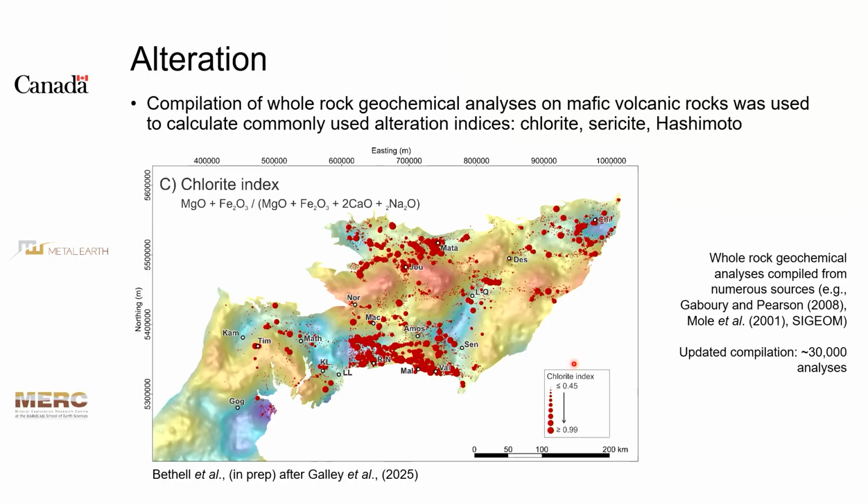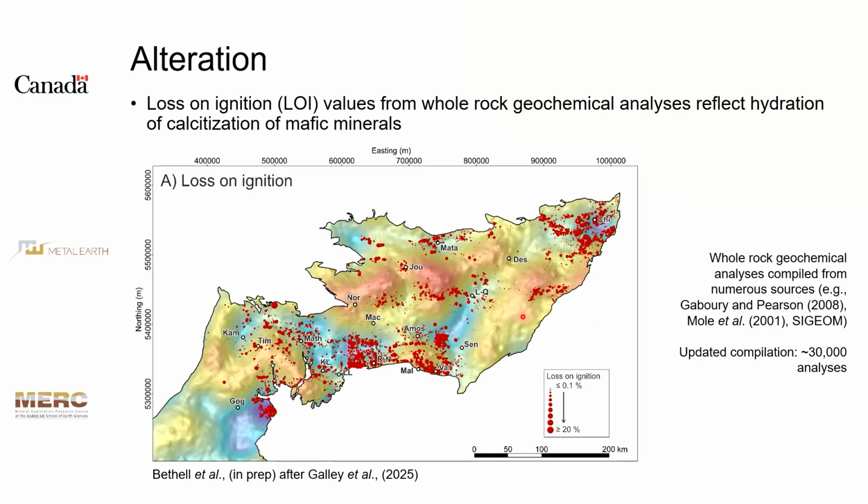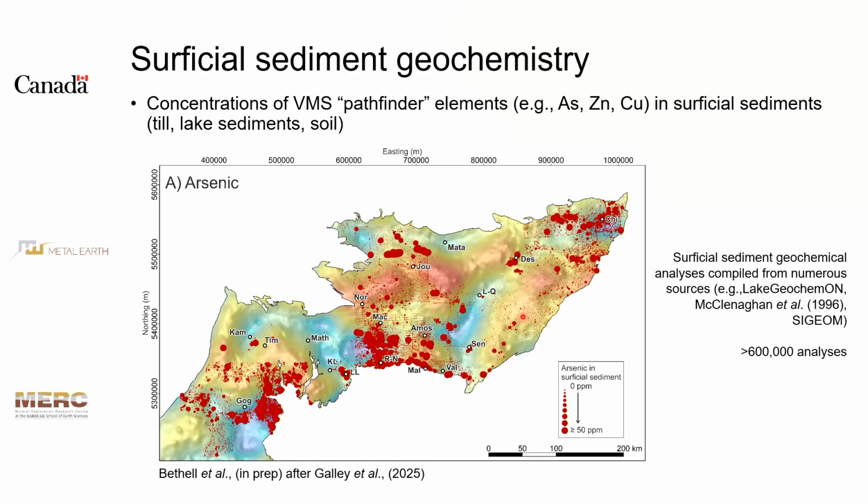We see that there's just not as much of an alteration signature in the middle of the belt as there is in the north and southern volcanic zones that correspond with the MOHO anomalies. I'm going to try to blaze through this a little bit faster. We also looked at things like loss on ignition to get a sense of the amount of volatiles, which is just another way to think about alteration, which showed very similar patterns.